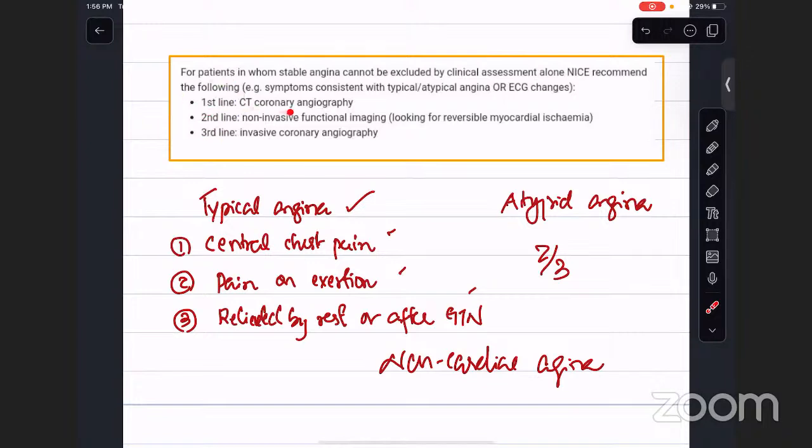First line is CT coronary angiography. That's a non-invasive one, as I already mentioned above. The second line is non-invasive functional imaging, looking for reversible myocardial ischemia. And third line is invasive coronary angiography. So that's a very simple method to diagnose stable angina of coronary artery disease. NICE guidelines do not recommend exercise ECGs to diagnose stable coronary disease.